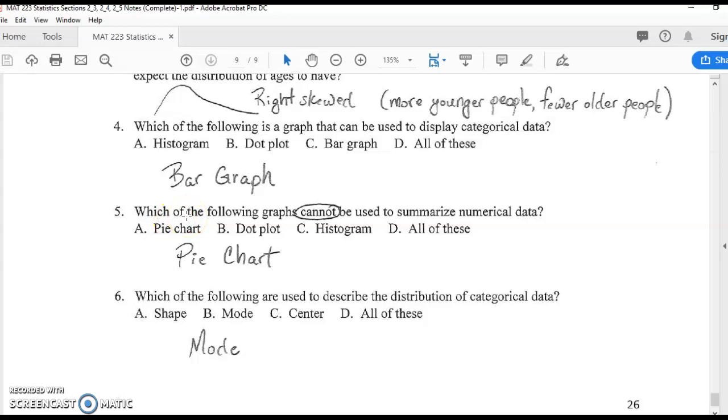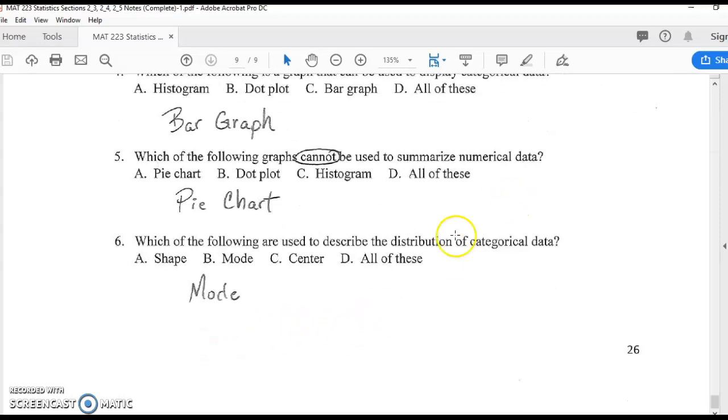Cannot summarize numerical data. Which of the following are used to describe the distribution of categorical data? So remember, for categorical data, we use mode, which is the most, and variability, which is diversity. So in this case, it's just the mode. That is the end of chapter 2.